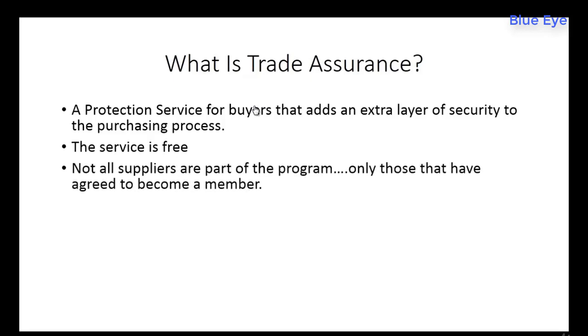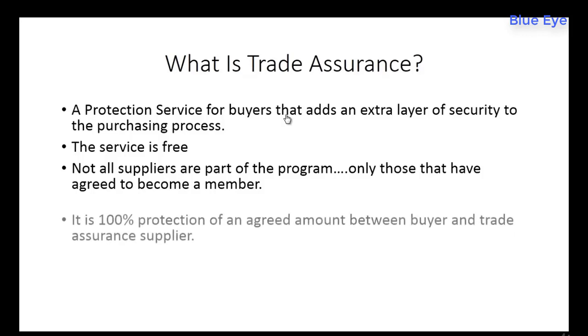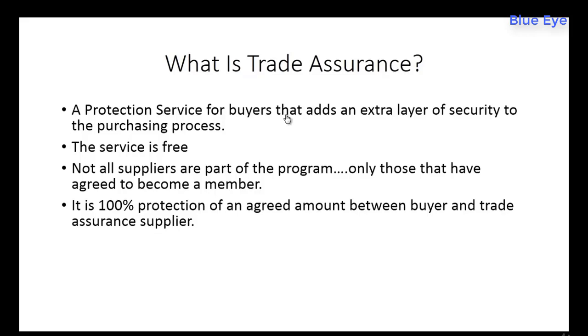Now, the good thing is that not all suppliers are going to be part of the program. So you will be able to find good suppliers by simply sorting out and looking for those that are part of the Trade Assurance program. And you'll find out why as we begin to talk about this special program. And actually, what it offers is 100% protection of an agreed amount between the buyer and the Trade Assurance supplier. And so you will then be protected for a specific amount decided up front.